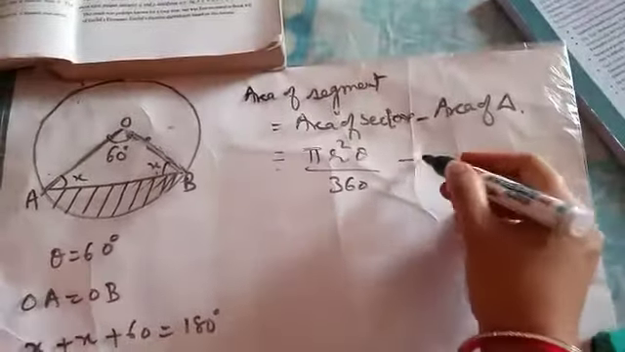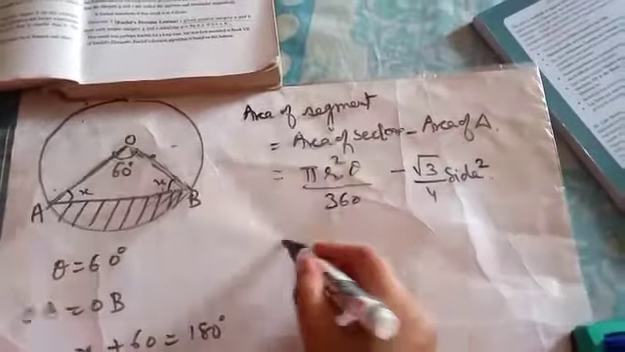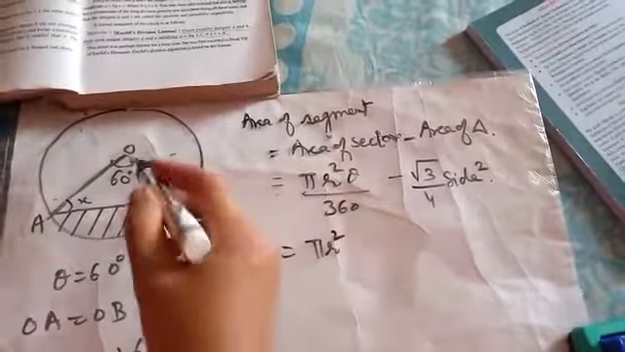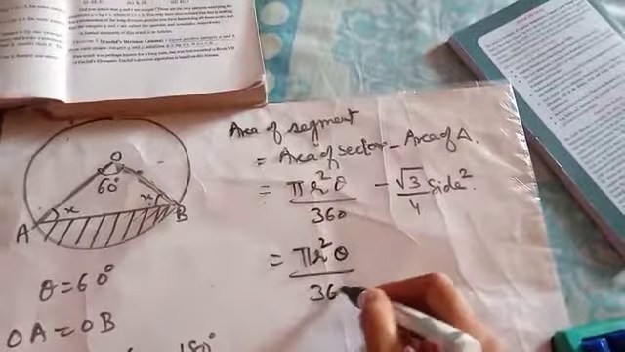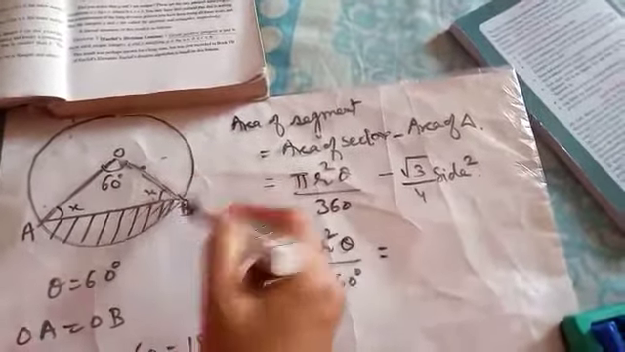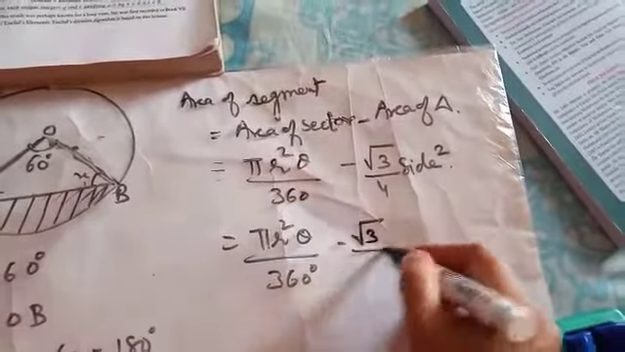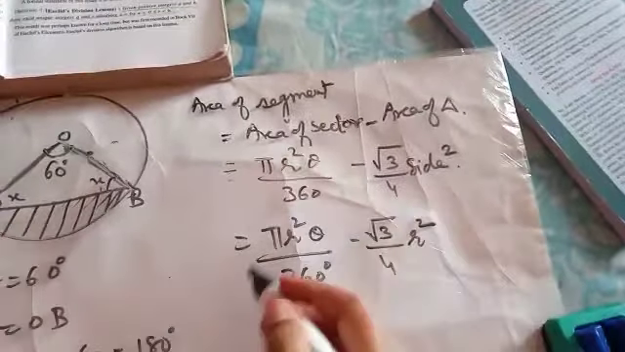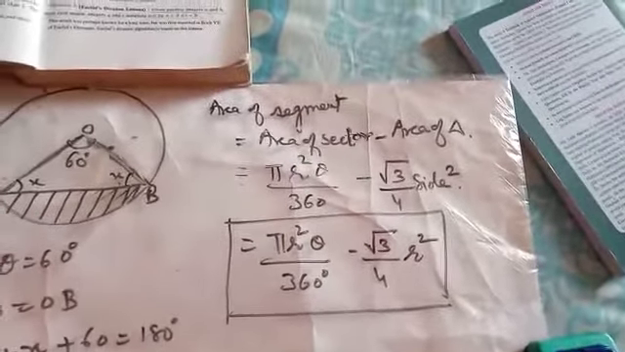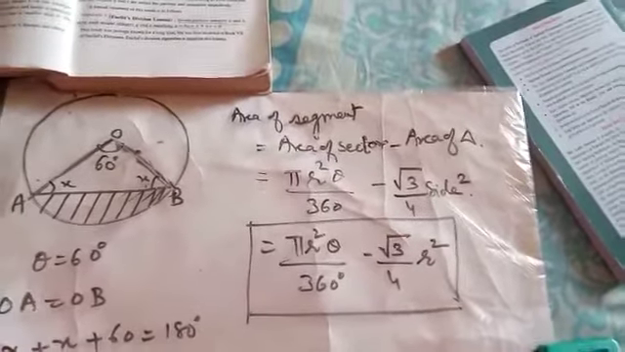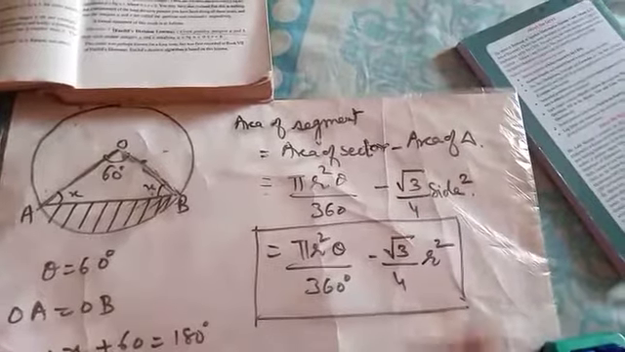What is the area of equilateral triangle? Root 3 by 4 into side square. And what is the side in this case? That is equal to radius of the circle. This being equilateral triangle, all the sides will be equal to each other. So if one of the sides is r, then all the sides will be equal to r. So area of segment in this case will be pi r square theta by 360 minus root 3 by 4 r square. Okay, so this is how you find out area of segment if the central angle is 60 degrees.